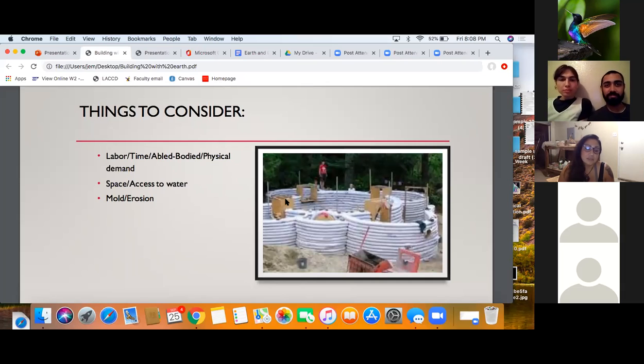wasn't the best in terms of air quality, right? Breathing in certain things. Access to water, you have to think about your access to water, where you're building, and do you have access to water as you're building, right? Because the adobe does need to be a little bit wet. And then other things like mold and erosion, and plaster. How are you going to plaster it once you do have a form? Anything else? Did I miss anything?